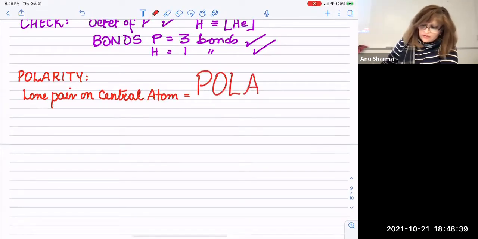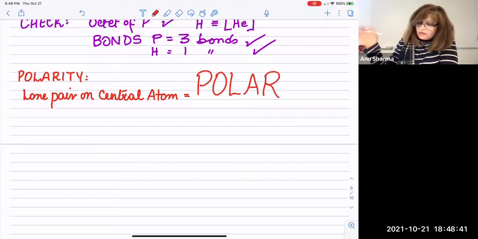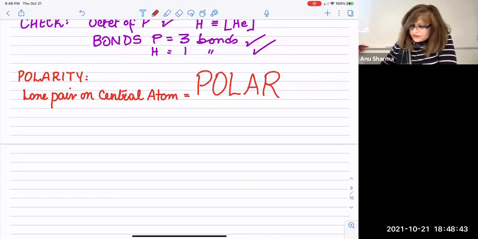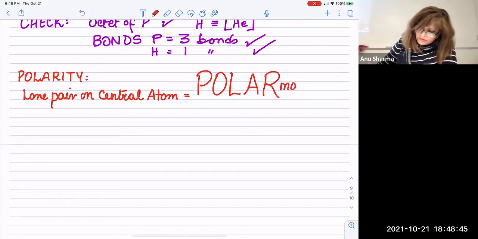Polar. Just close your eyes. Just look at your Lewis structure. Lone pair on the central atom. Don't even think too much. This is always going to be a polar molecule.